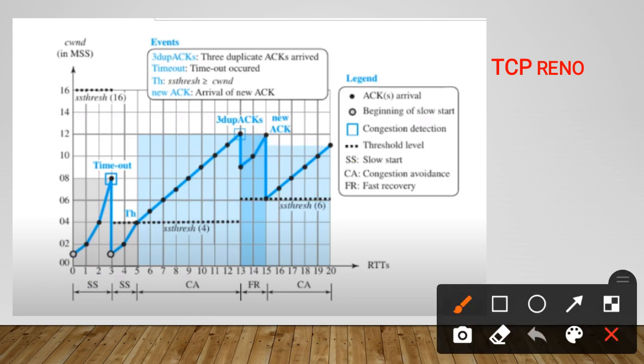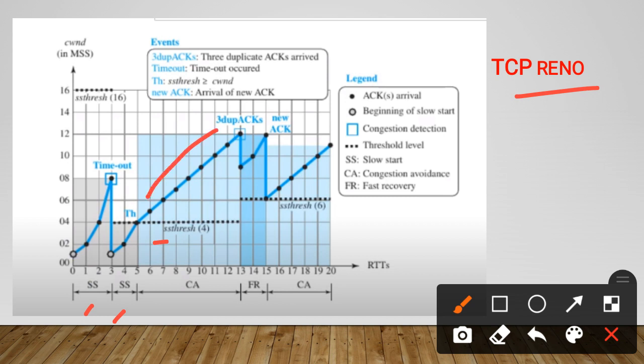See here in TCP Reno, slow start will start after getting the timeout. Timeout means whatever the sender sends, the data packets are not received at the receiver. So again the system will start with the slow start. Slow start means it will do two things, that is it maintains the threshold level and starts from the slow start. So up to the threshold value it will be incremented exponentially. After that it will be incremented linearly.